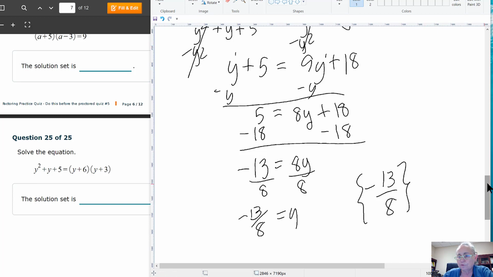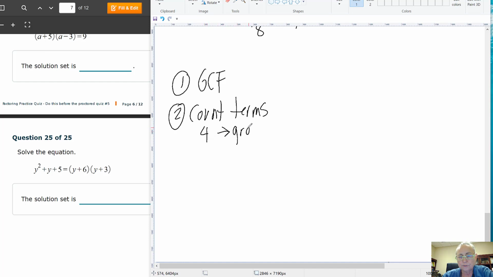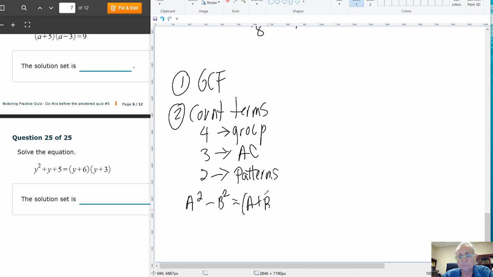So remember just a quick recap. When you factor, number 1, GCF. Number 2, you're going to count terms. If it's 4, you're going to group. If it's 3, you're going to AC it. If it's 2, you got 4 patterns to look for. Those patterns are a squared minus b squared is a plus b, a minus b. A squared plus b squared is prime.